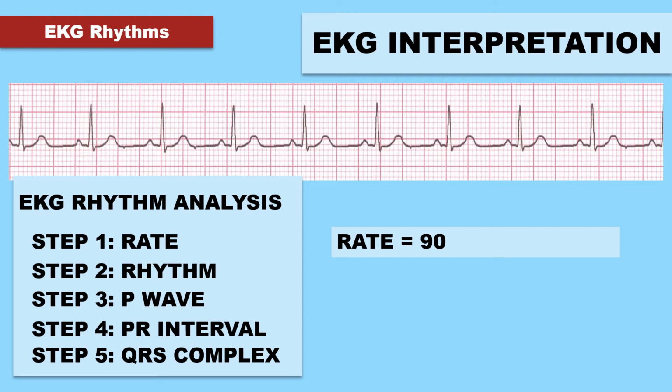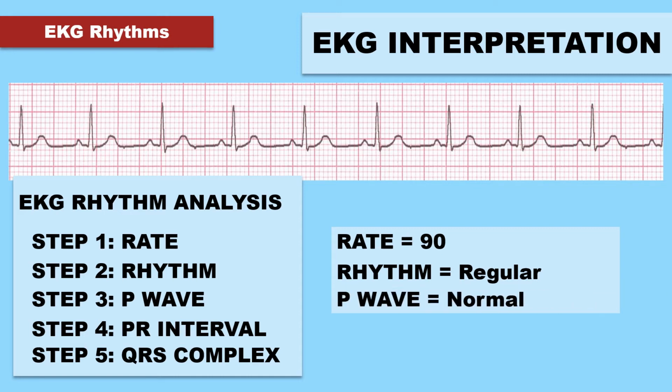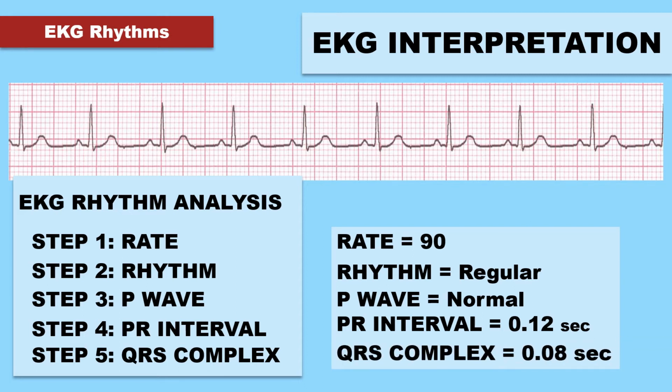If we look at the regularity for step 2, we see that the distance between the R to R intervals are equal and consistent throughout the EKG rhythm. For step 3, we look at the P wave and we see that there's a P wave before every QRS, and we see that the P waves are consistent and regular. In evaluating the PR interval, we measure the small boxes, and you'll see that they calculate to 0.12 seconds. When we look at the QRS duration, and we count the small boxes, we see that the QRS duration is 0.08 seconds.